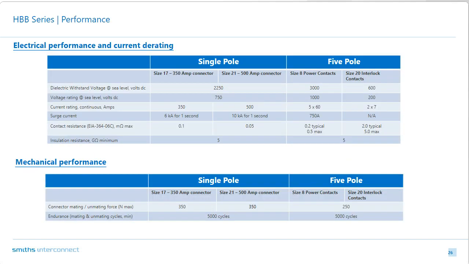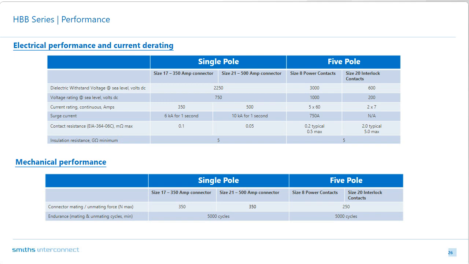Here is the electrical performance and mechanical performance of the single pole and the 5-pole. I'm not going to read out all the criteria. This is really just for you to have a look at some of the typical performance criteria of these connectors. Please do look at the catalog. It has all of this in more detail and may very well color your understanding of how these connectors perform. So that's what I had on the HBB.